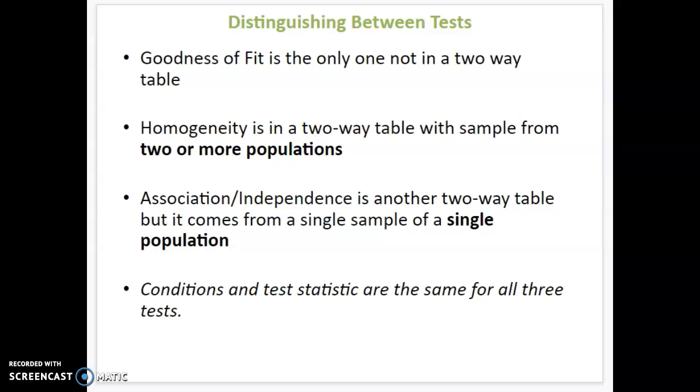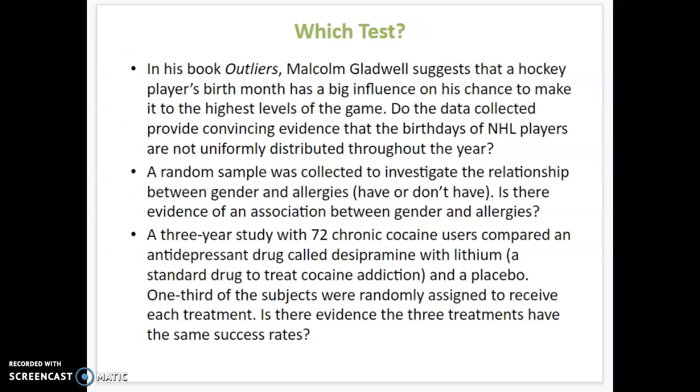We'll practice a little bit figuring out which of the tests we should use. Goodness of fit visually usually stands out for us because it's the only one that's not in a two-way table, and also the only one where we're given values as to what it's supposed to be. Homogeneity comes from 2 or more populations. So in the wording of the question, recognizing that there were 2 or more, or just saying along the line somewhere, we're wondering if there's a difference between them. And then association independence comes from 1 sample, so 1 population, but then they also tend to question whether or not there's an association that's there.